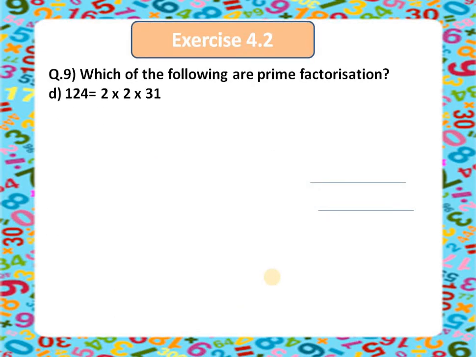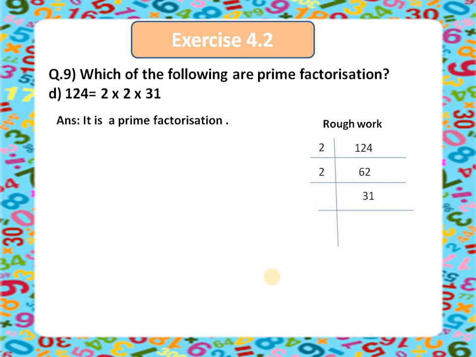Next question. D: 124 is equal to 2 multiplied by 2 multiplied by 31. So do rough work. Write down 124 divided by 2. You will get 62. And further you are going to divide by 2. You will get 31. Now 31 is the factor of itself only. So 31, and finally you will get 1. So it is a prime factorization.